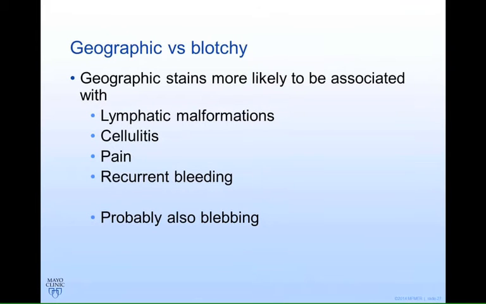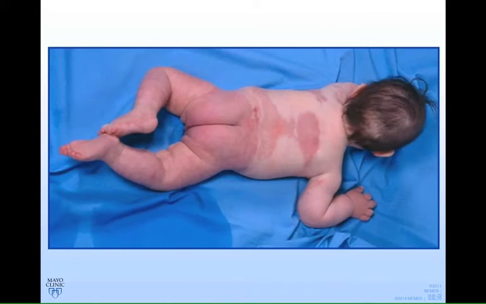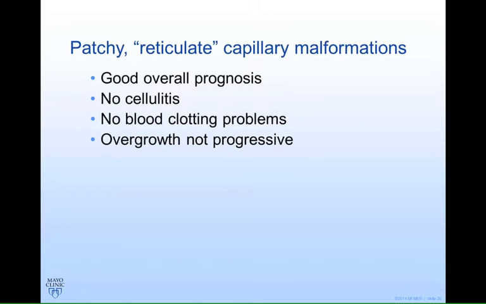And what was discovered is that those geographic ones, the ones that are more homogeneous, are more likely to have associated lymphatic malformations, more likely to have cellulitis, pain, and recurrent bleeding, and probably also more likely to develop blebs within them. So this is a little bit more of a diffuse one, not quite reticulate, but more diffuse than the other ones. And then another little bit more of a diffuse one. And this has been sort of categorized on the lower end of the spectrum of vascular overgrowth problems.